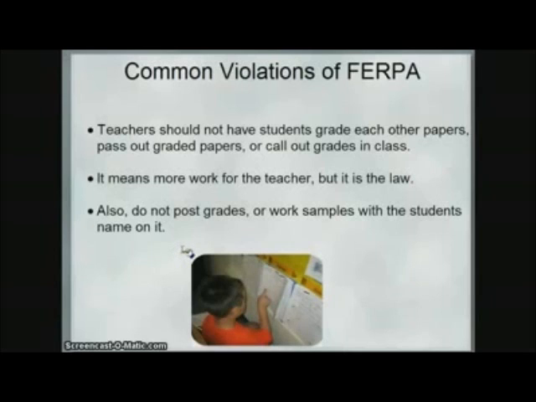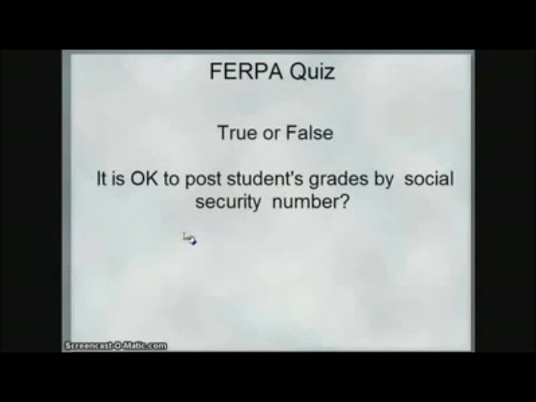Teachers should not have the students grade each other's papers, pass out papers, or call out grades in class. It means more work for the teacher, but it is the law. Do not post work samples of the students with their names on them. Now let's go through a quiz.